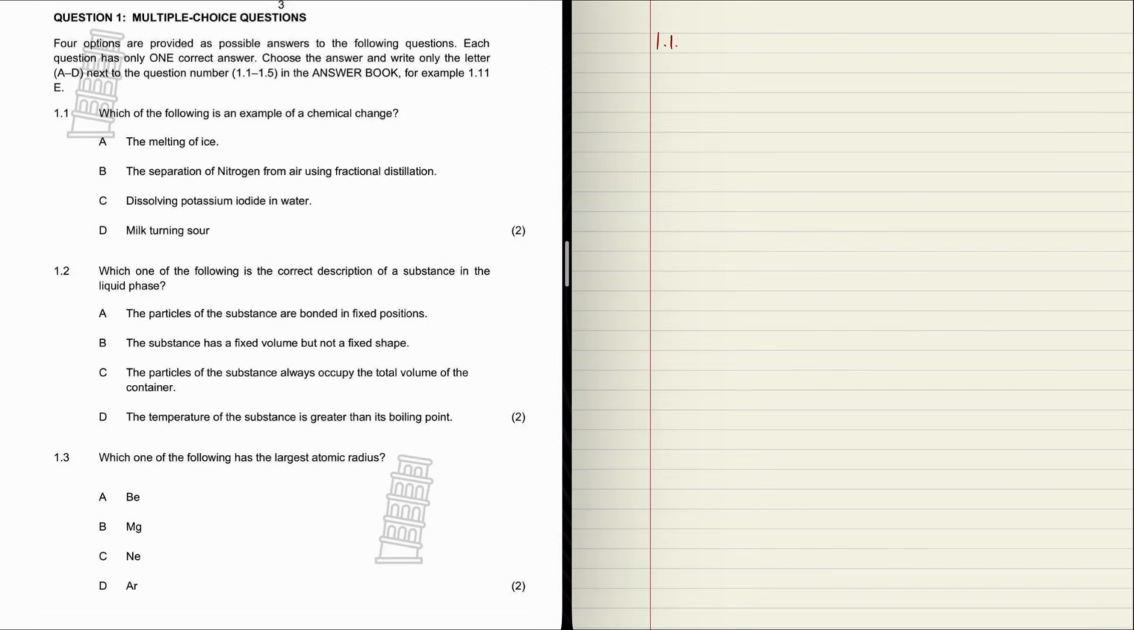Let's take a look at this paper. It is the grade 10 paper 2. Many of you have requested it, so let's try it out. Question 1.1, which of the following is an example of a chemical change?